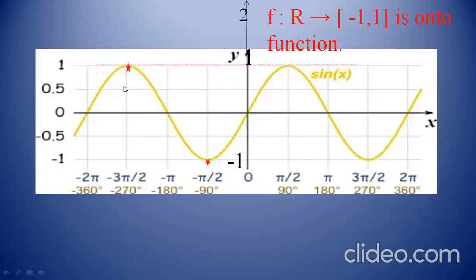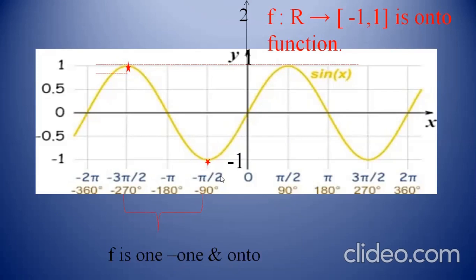So if we draw a line in this portion of the curve, we can easily locate that this line, which is parallel to the x-axis, intersects the curve at one point. Therefore, if the domain is restricted to the closed interval minus 3 pi by 2 to minus pi by 2, then sin x becomes the 1-1 function, and the range is also restricted. So that's why we can say f is 1-1 and onto function.